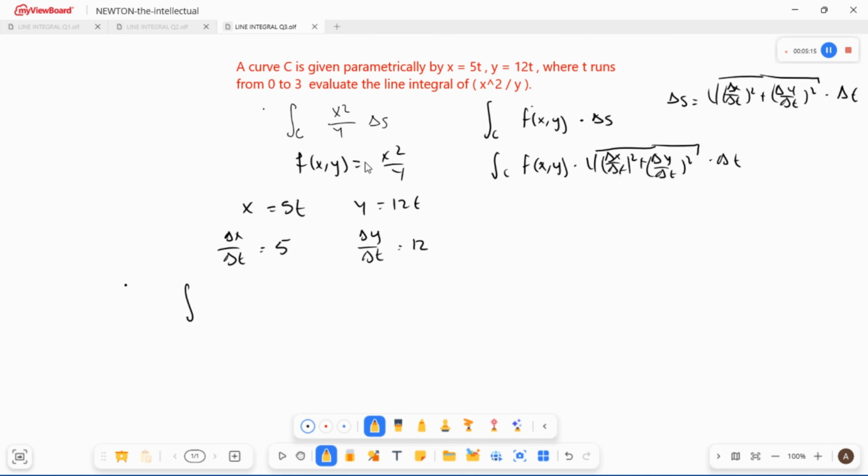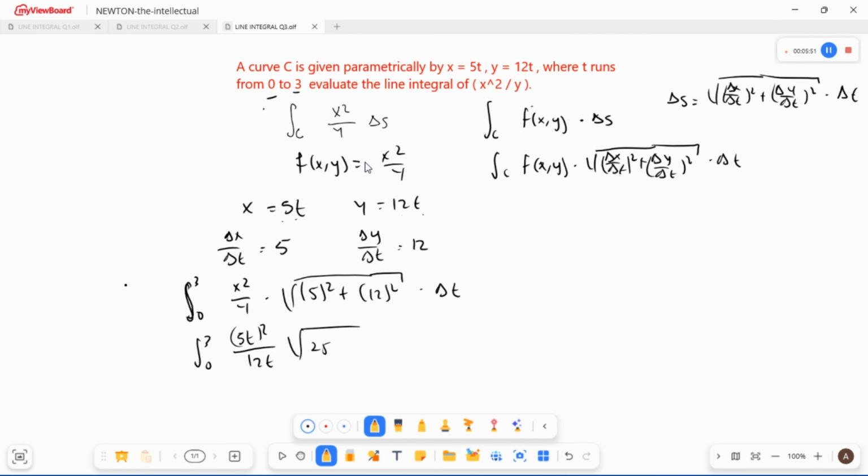Now, they gave us the limits from 0 to 3. We have from 0 to 3, then our x squared over y multiplied by the square root of dx/dt squared, where dx/dt is 5, so 5 squared plus 12 squared, then we have times dt. Remember, we have x squared and y here, and basically we do not want to have more than one variable. So we can change x to t and also change y to t, right? Because x is 5t and y is 12t. So we can replace that. We have from 0 to 3, then we have (5t) squared over 12t multiplied by the square root of 25 plus 144, dt.